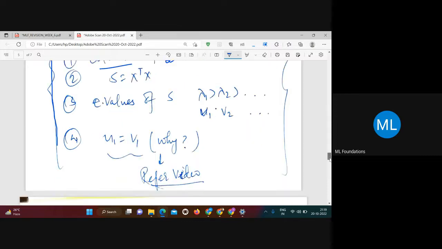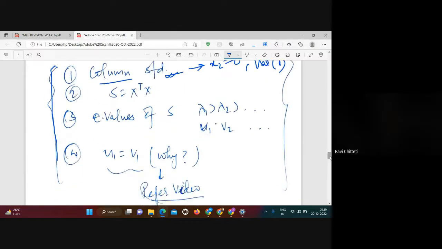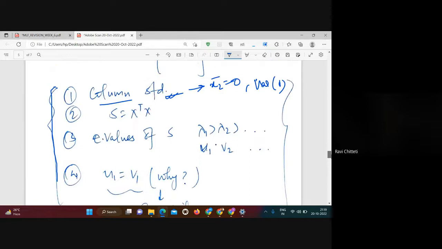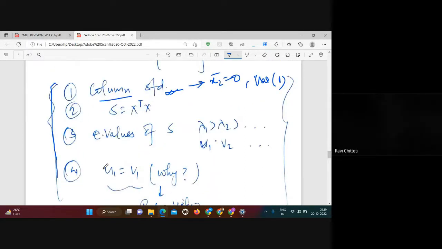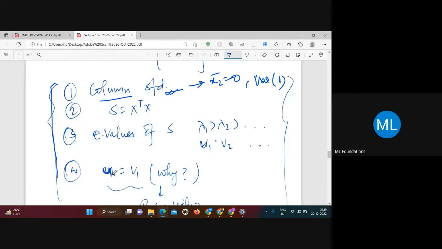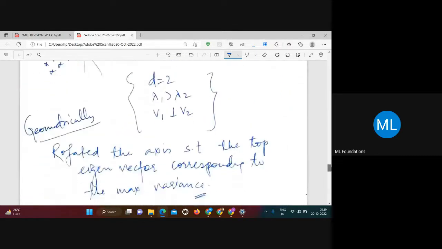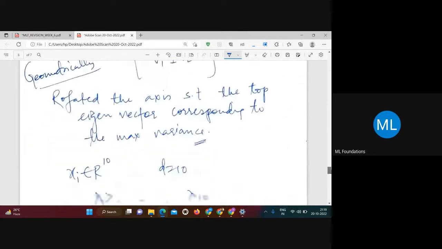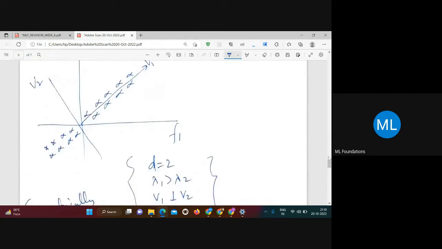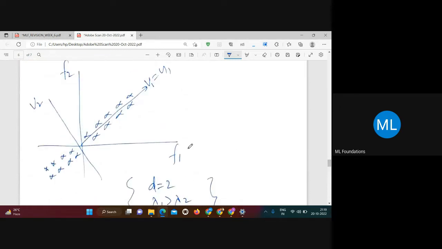In the 4th step, what is the first thing? Oh, this is U1, the direction that we were finding, right? This U1 corresponds to V1, the first eigenvector. Okay. So these are all the steps; see here, if you look at it.